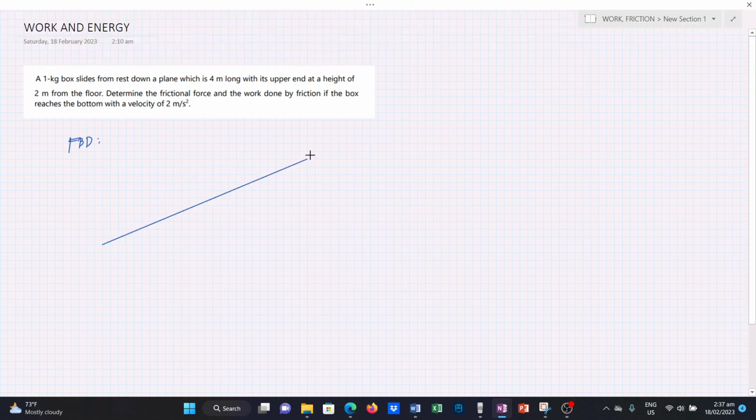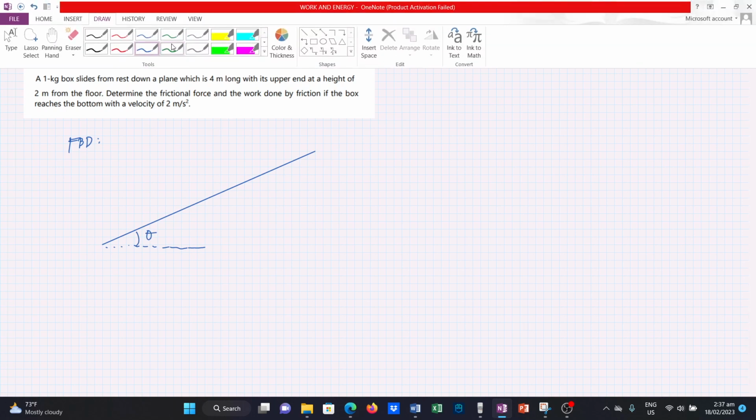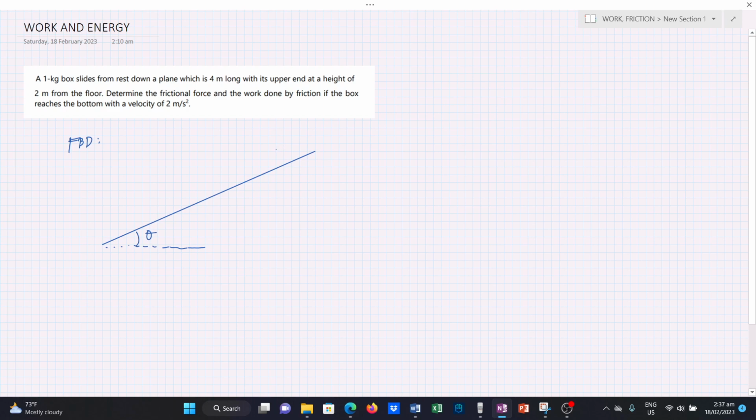So, meron tayong plane. Tapos, syempre, merong angle yan, yung plane na yan. Let's say, pero hindi nabanggit, this is angle theta na lang. Tapos, meron tayong object, starts from rest down the plane. So, nagsimula siya dito sa pinakataas. Tapos, syempre, dito siya babagsak, pinakababa. Okay? So, ayan siya. Tapos, ang mass daw niya is 1 kilogram.